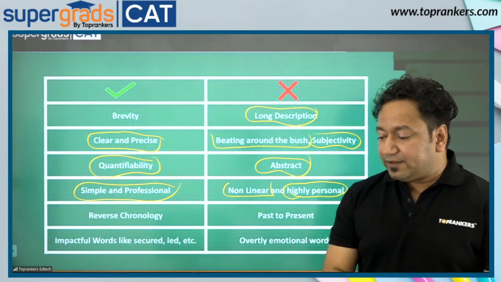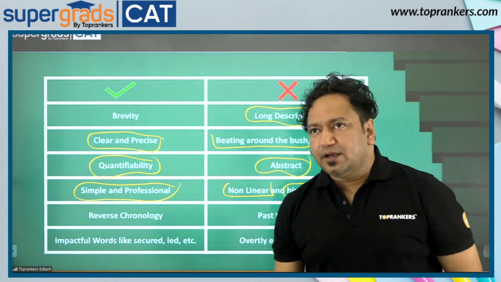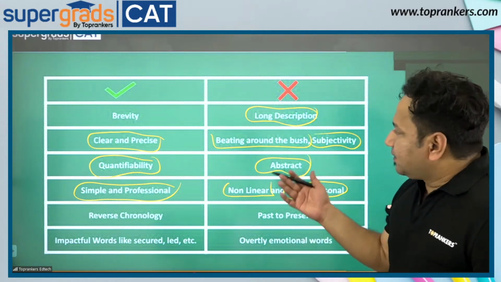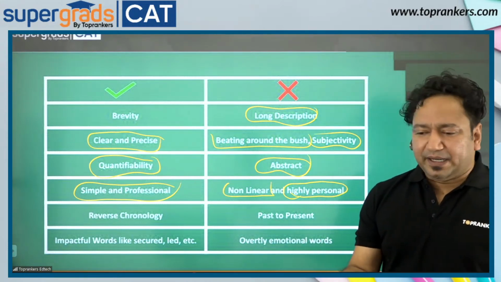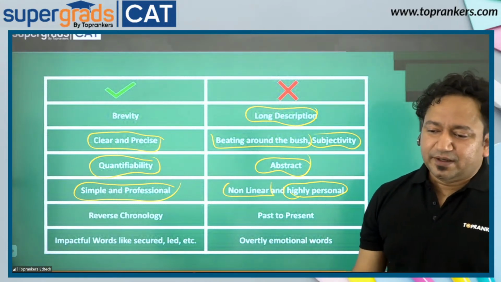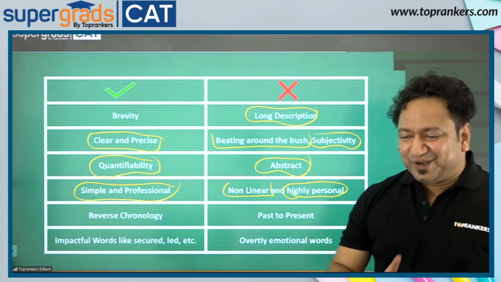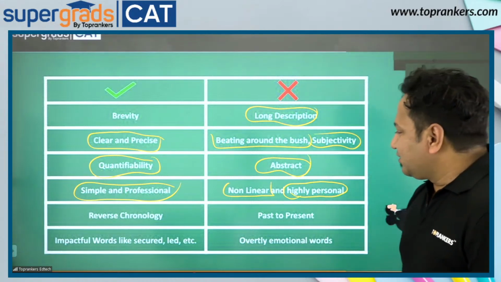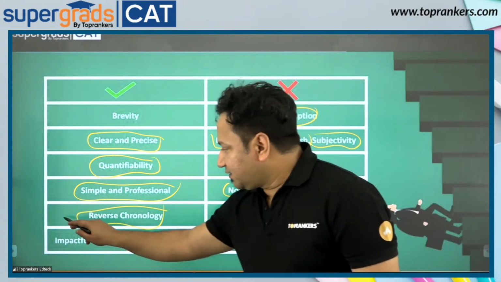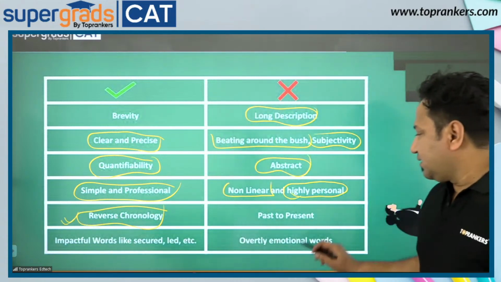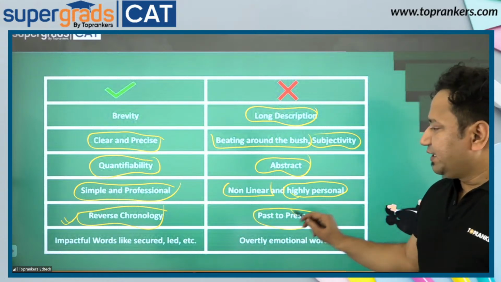You should not write that I was in a hostel, and someday my brother, my sister, or my parents came, and I was so happy to see them. We ate laddus and golgappas. No, don't do that. So a highly personal tone should be avoided. In reverse chronology, I'm reiterating, third time is very important, past to present should be avoided.